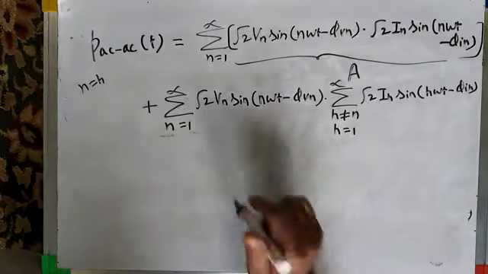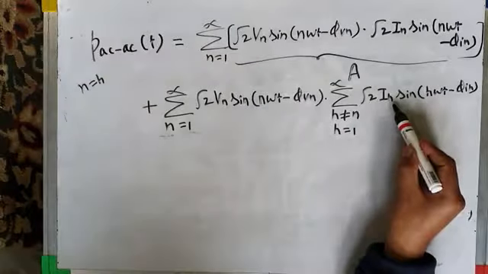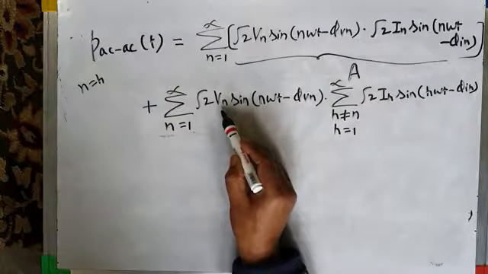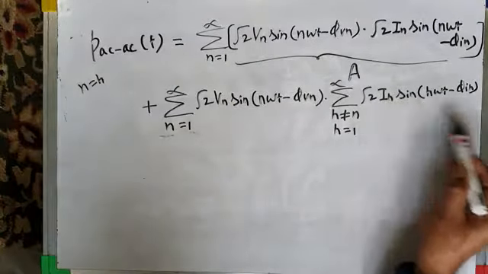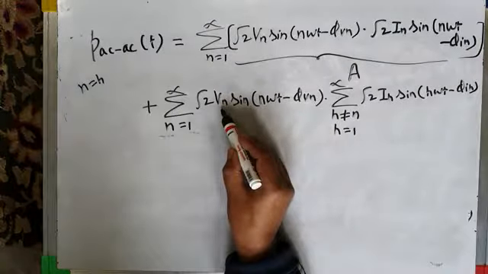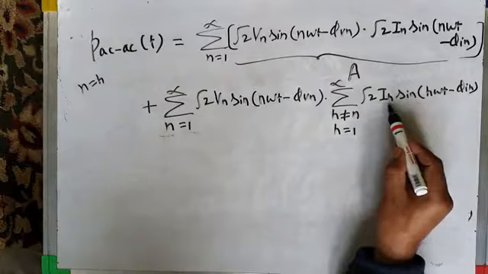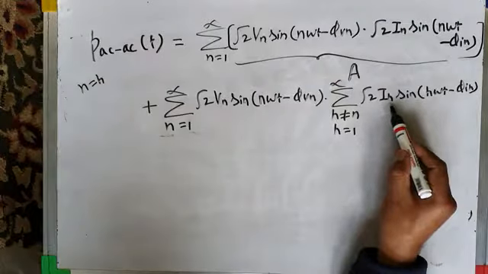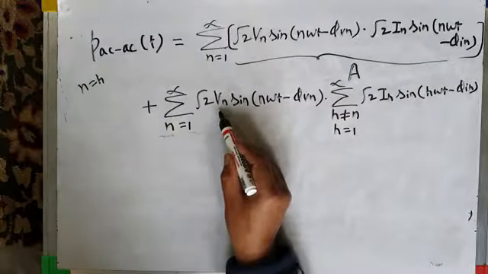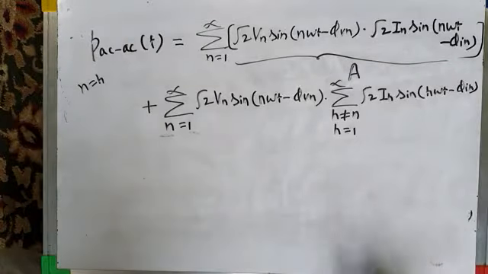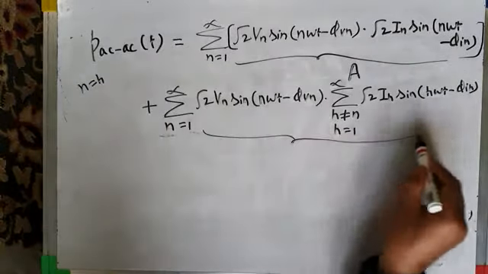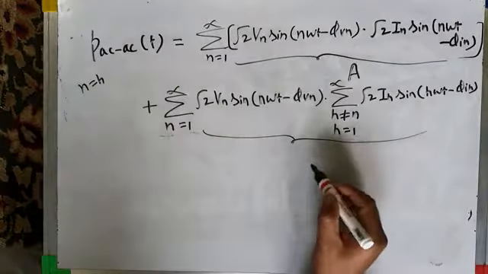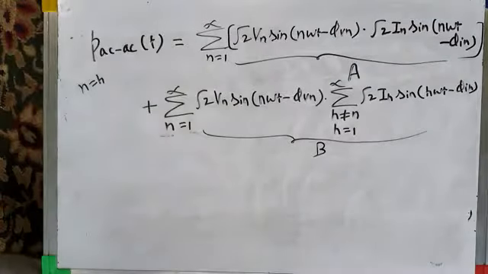So it may be the interaction of the fundamental component of voltage with the second harmonic component of current, the fundamental component of voltage with the third harmonic component of current, the fundamental component of voltage with the fourth harmonic component of current, and so on. Similarly, the interaction of the second harmonic component of voltage with the fundamental component of current, plus the second harmonic component of voltage with the third harmonic component of current, plus the second harmonic component of voltage with the fourth harmonic component of current, and so on. So these are the products of two terms with different frequencies. This is B, we call it B.